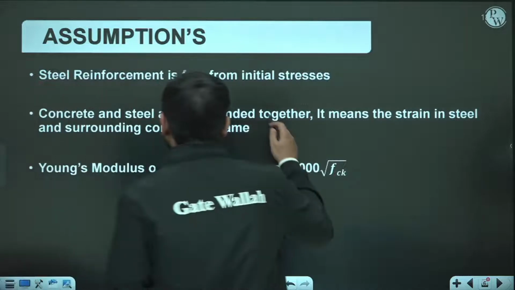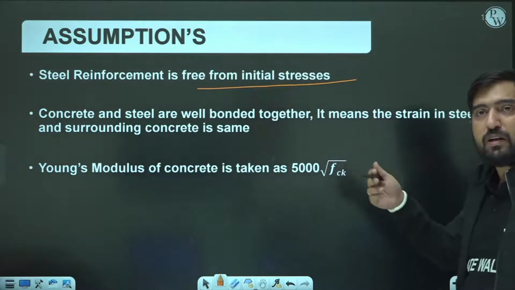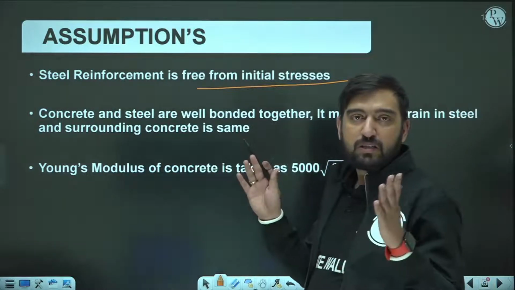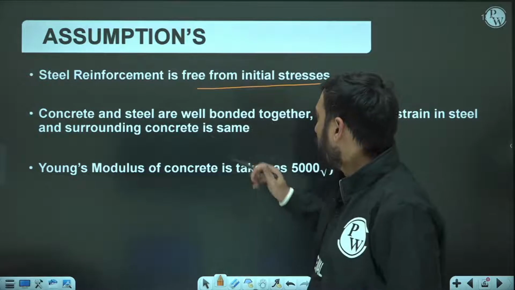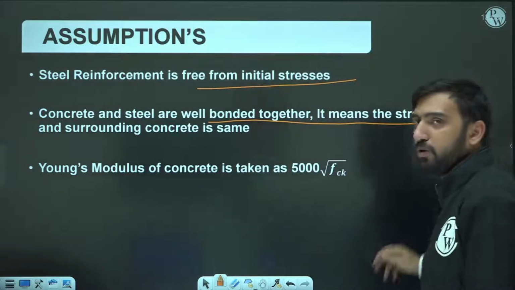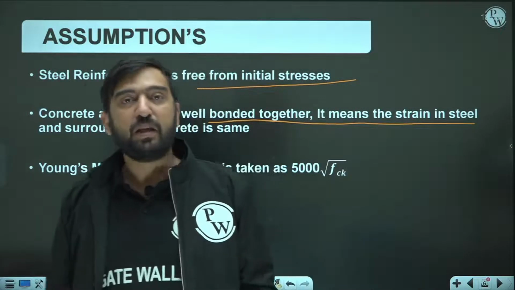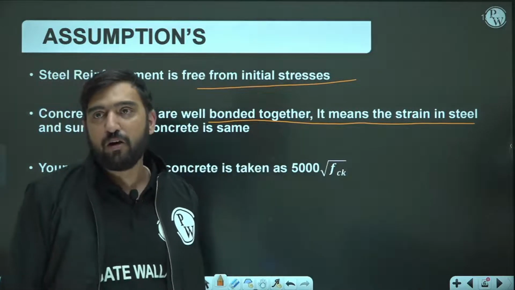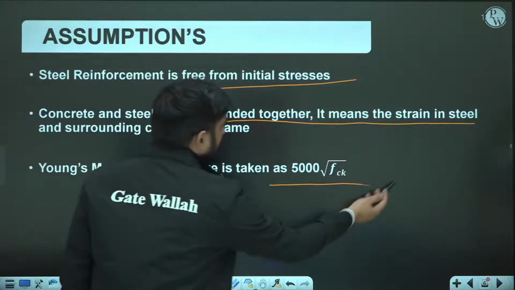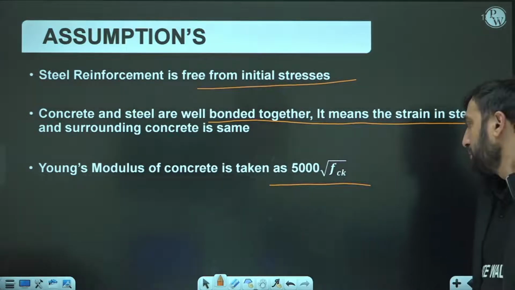Steel will remain free from the initial stresses. So whenever we are going to cast our section, at that point of time, the stresses in the steel would be 0. Concrete and steel are well bonded together. It means there is perfect bond between steel and concrete, or we can say the strain would be the same in steel and concrete. And this you know from the properties of concrete, it's 5000 root fck.